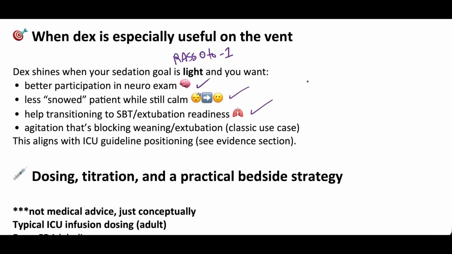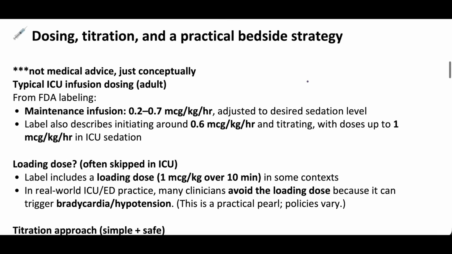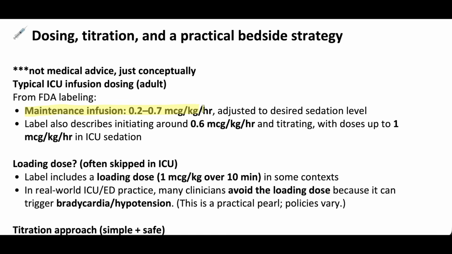How do we dose it? Titration, practical bedside strategy. We would be remiss if we just didn't say one more time, this is all educational and conceptual. None of this is intended to be acted upon directly as medical advice. All right, typical ICU infusion dosing. In the intubated patient in the ICU, we typically do a maintenance infusion, and the dosing here is often around 0.2 to 0.7 micrograms per kilogram per hour, okay? So this is a weight-based dose, micrograms per kilogram per hour.